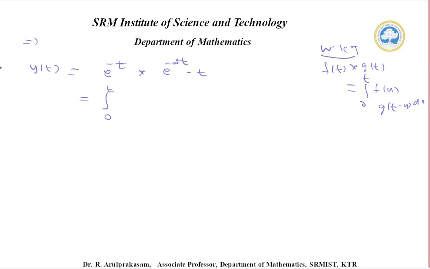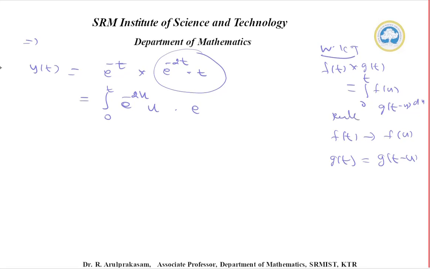Whenever we have t, I can replace it with u. I am considering this as my f of u function, so I am getting e to the power minus 2u into u. In our function f of t, I can replace t with f of u, and the g function I can replace with g of t minus u. This is the rule defined for convolution of two functions.